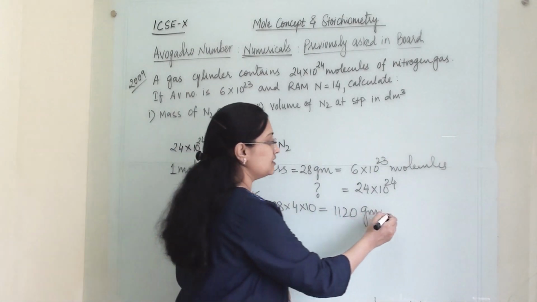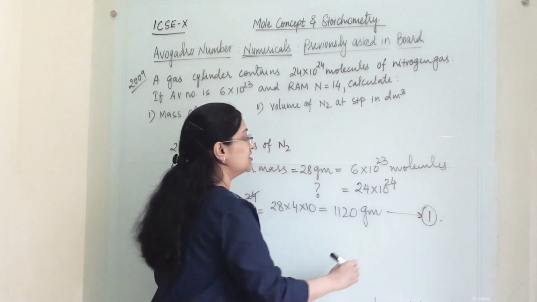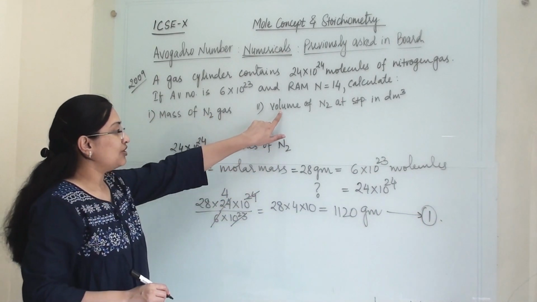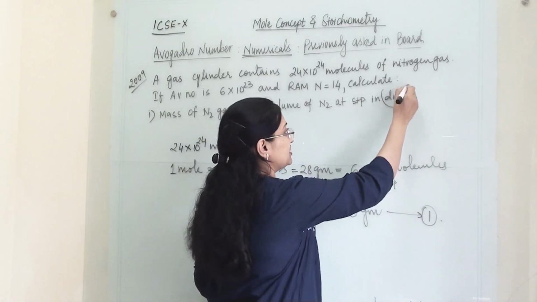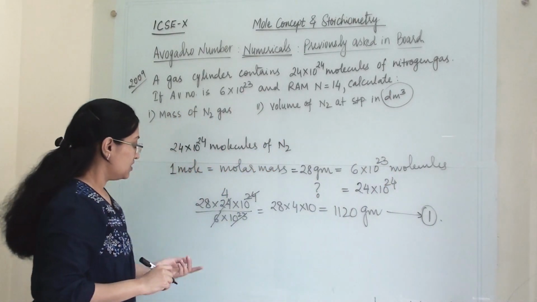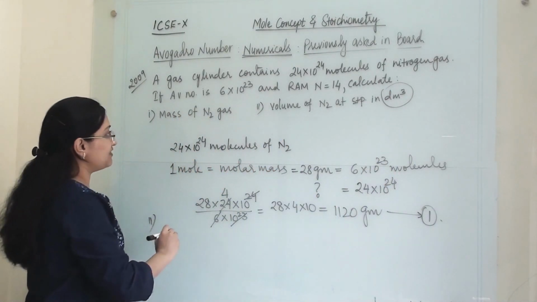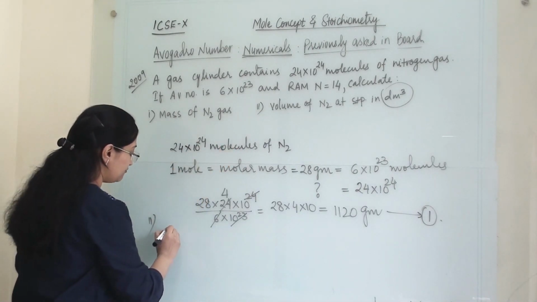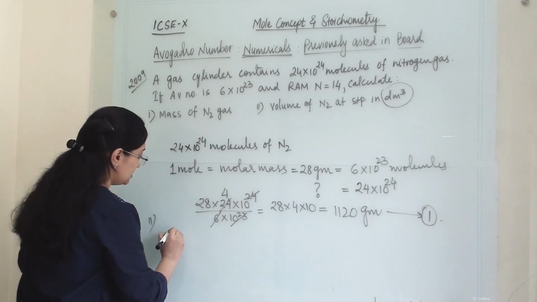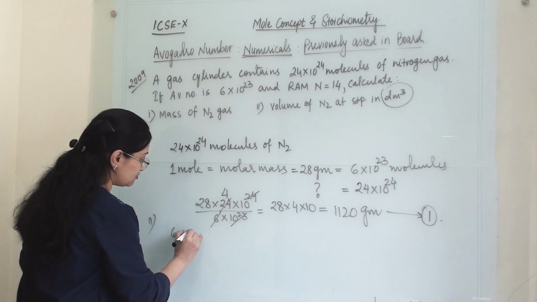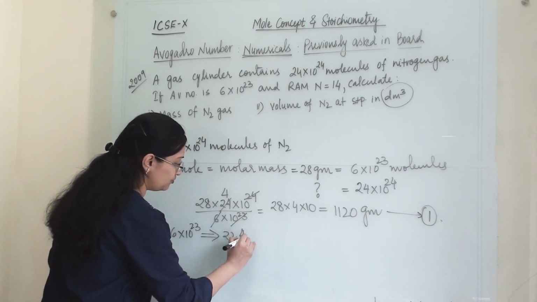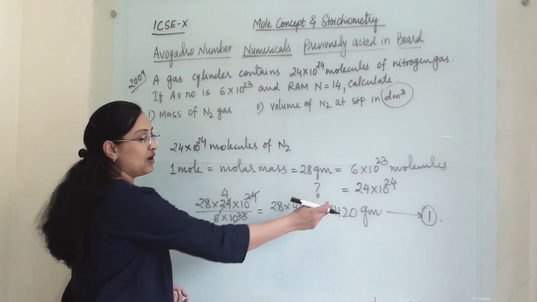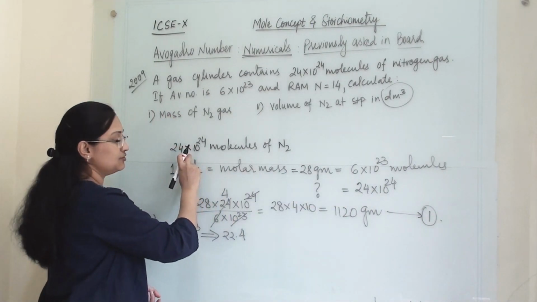So this is our first answer. Now second, what volume it will occupy at STP, and that we have to find out in dm cube. So second, we are finding out volume. Now for 6 into 10 raised to 23, it will occupy how much volume? 22.4. Now how many molecules we have here?